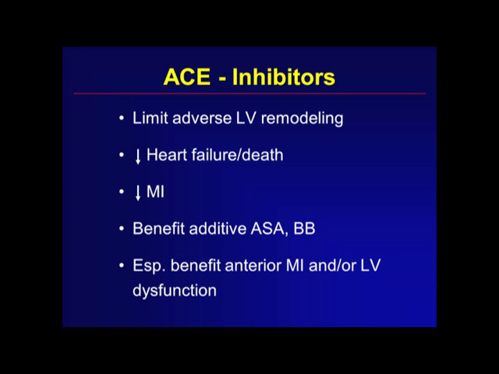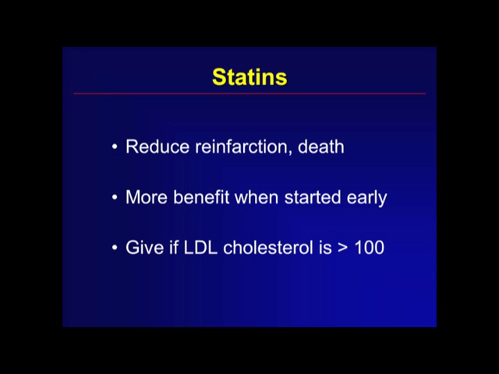Not sure why, but their benefit is additive to aspirin and beta blockers, and they're especially useful if patients had a big anterior wall MI, or when you measure the ejection fraction. If it's below 40%, there's definite benefit of an ACE inhibitor. Or if they have any signs of heart failure, like pulmonary congestion during their admission, even if their ejection fraction was 45%, they're going to get an ACE inhibitor. Large anterior wall MI, low EF, signs of heart failure during the admission, we're going to give them an ACE inhibitor.